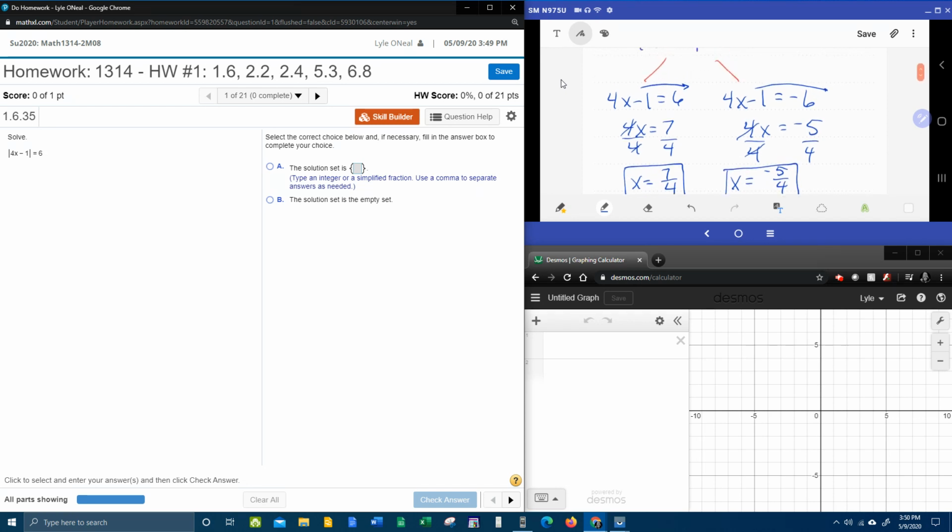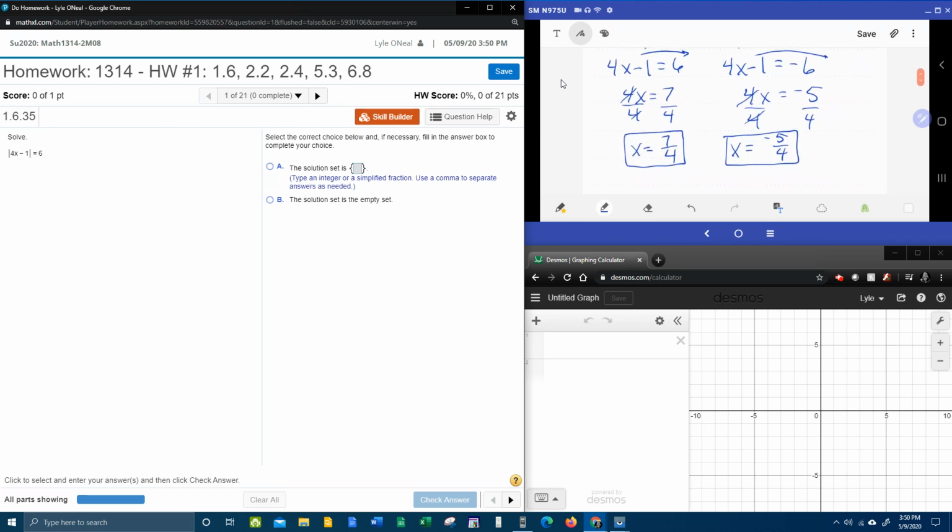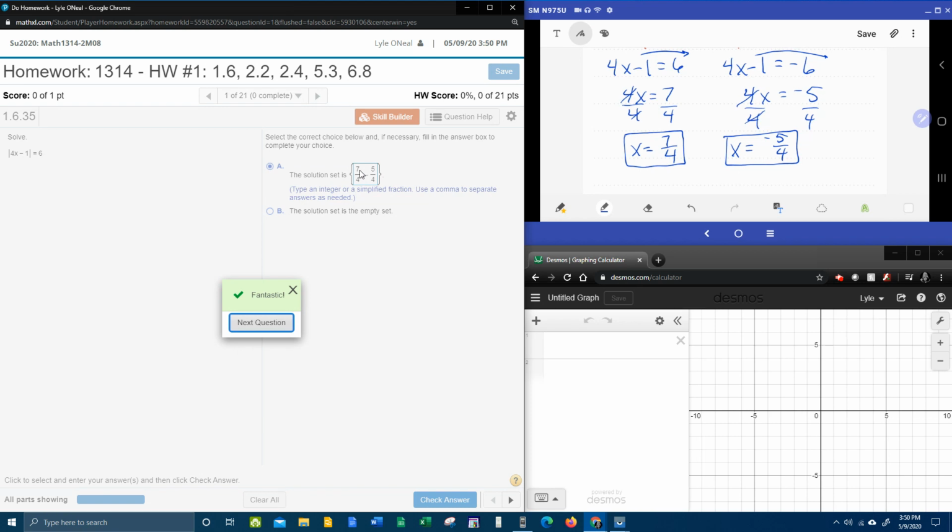Now, if you wanted to, you could take those, plug them back into the original problem and check. But the way I'm going to check is I'm going to put it actually into MyLab Math and see if I'm right. So we've got 7/4, comma, negative 5/4, and done.